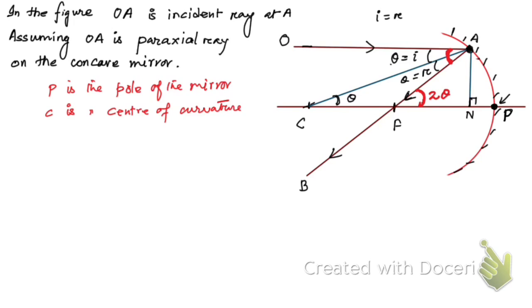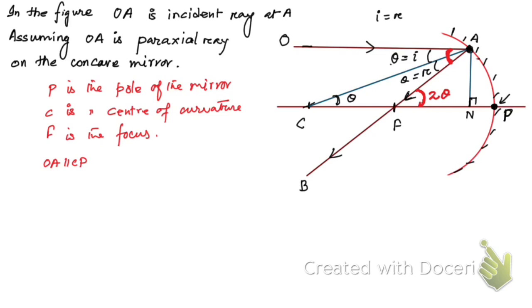C is the center of curvature, and F is the principal focus, right? And OA is parallel to CP. This incident ray is parallel to the CP, the principal axis, right?